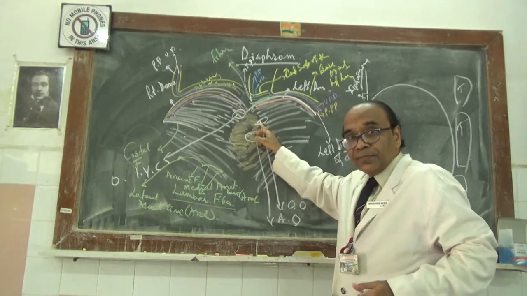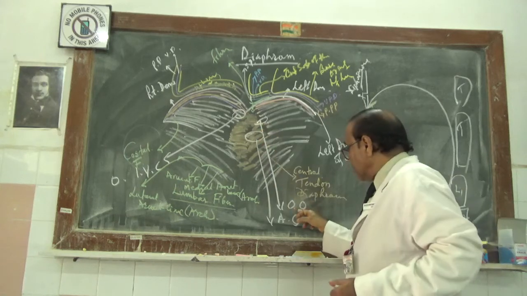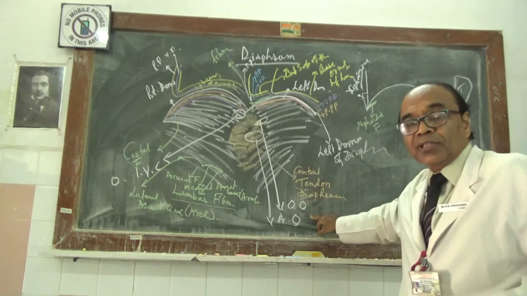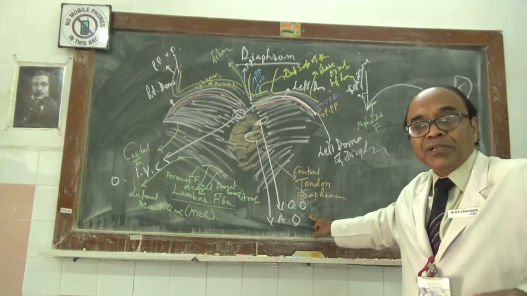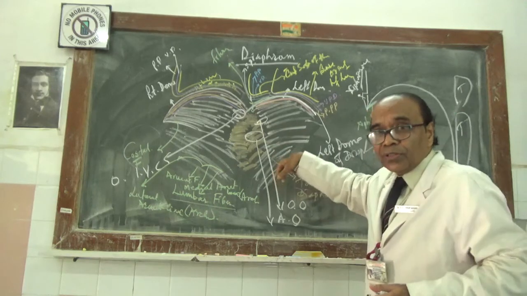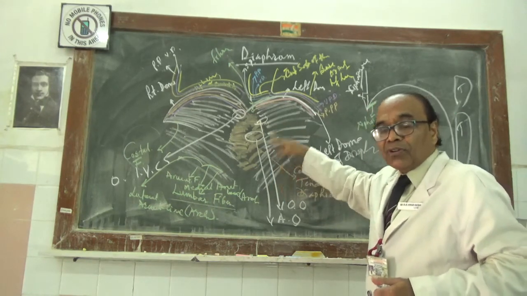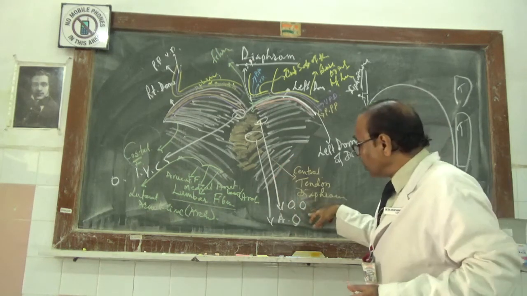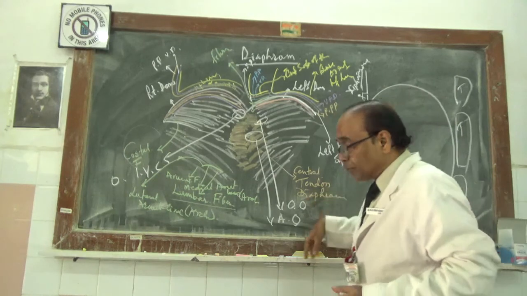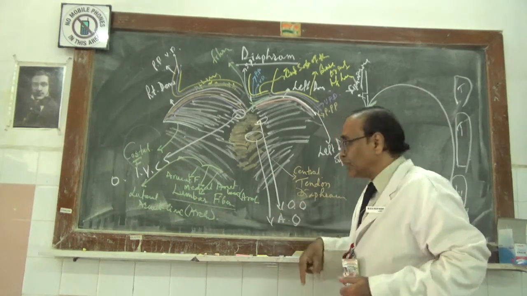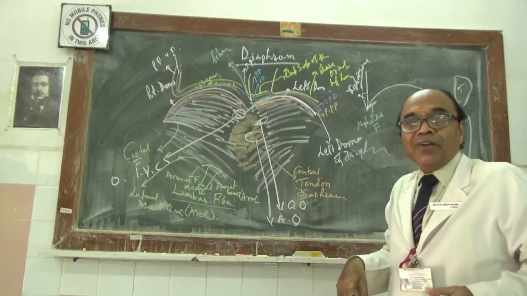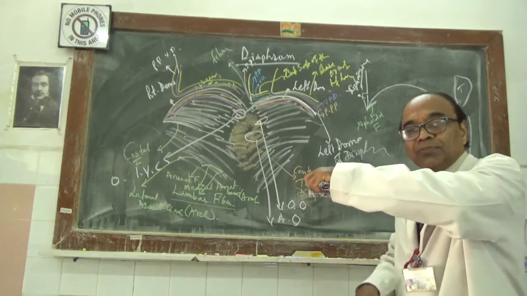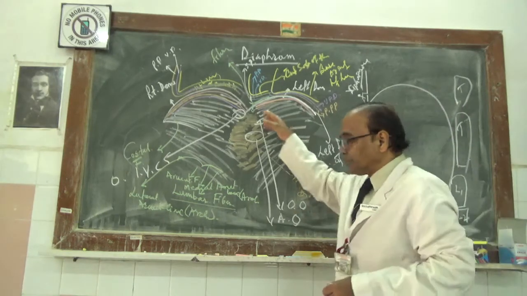Along with this orifice, the thoracic part of the esophagus passes through to become the abdominal part of the esophagus. Along with the esophagus, the left vagus and the right vagus also pass. The right vagus will be behind, and the left vagus will be in front.